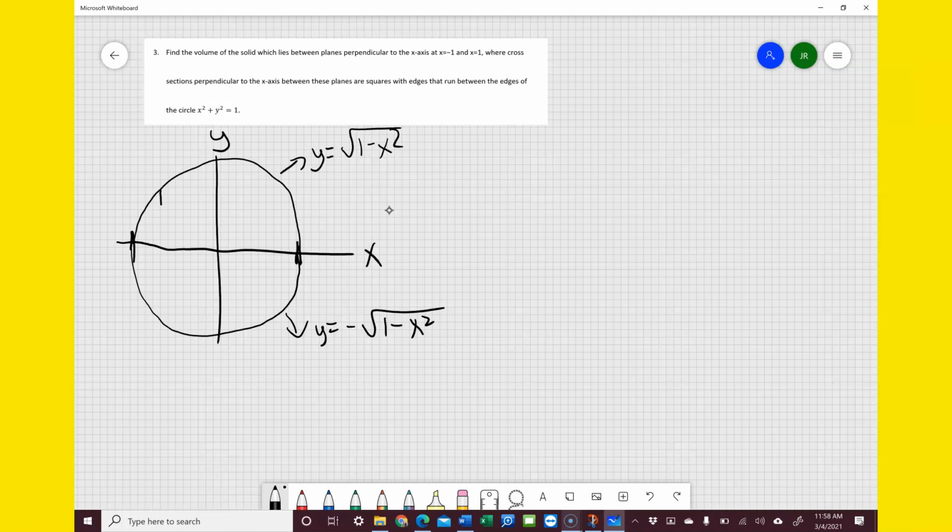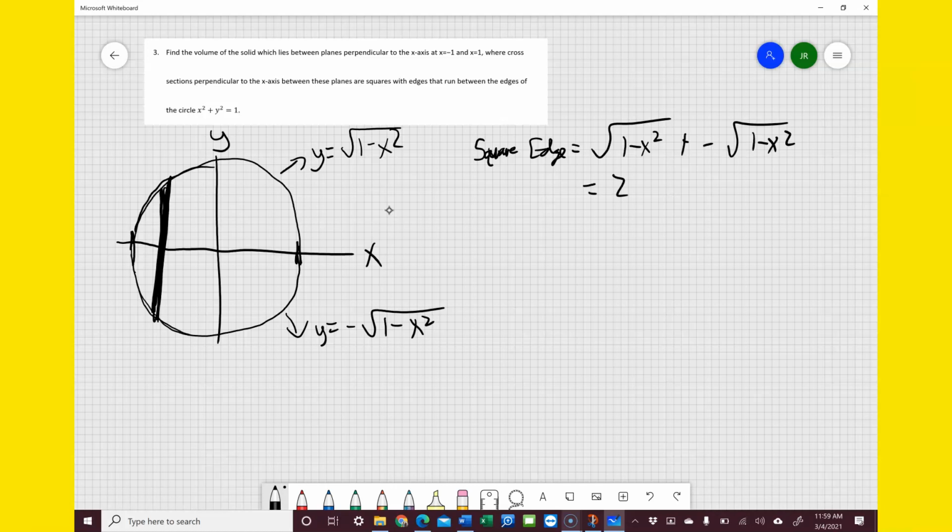So if I've got a square that runs between these two edges of the circle, I can figure out the length of that edge of the square by taking the difference between that top semicircle and this bottom semicircle. So the square edge is equal to the square root of 1 minus x squared minus the negative square root of 1 minus x squared, which is, if we change it to plus, 2 square root of 1 minus x squared.